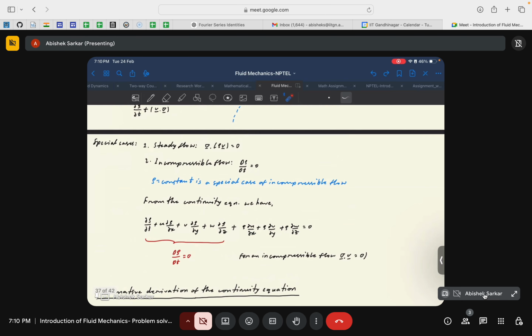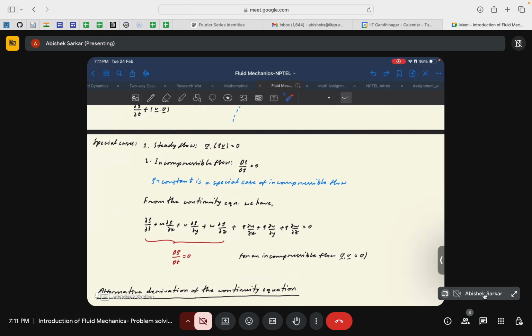So let us proceed, and now let us discuss some special cases, for conceptual clarity. For steady flow, you will have del dot rho v equal to 0. Why? Because the dou rho by dou t term is 0, so this will also be equal to 0.